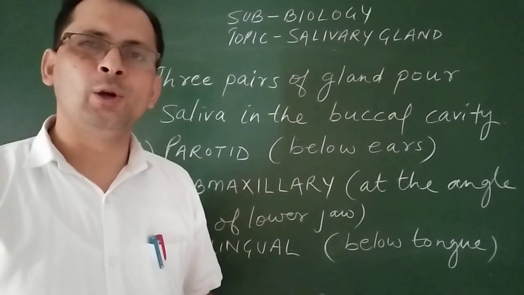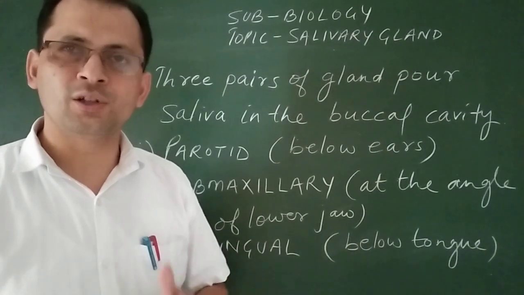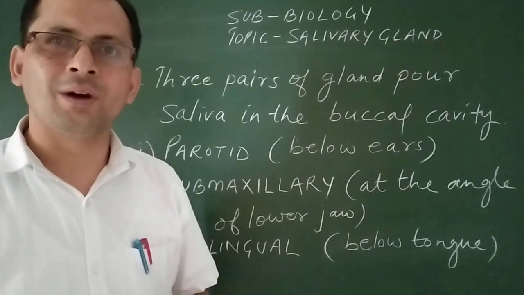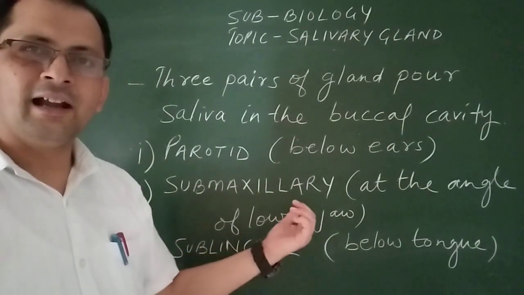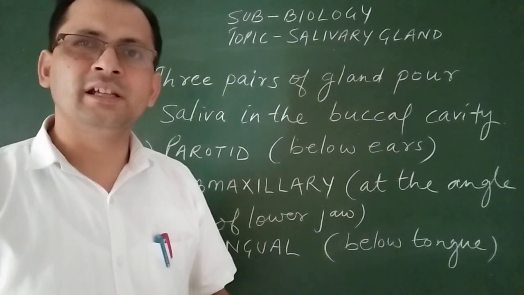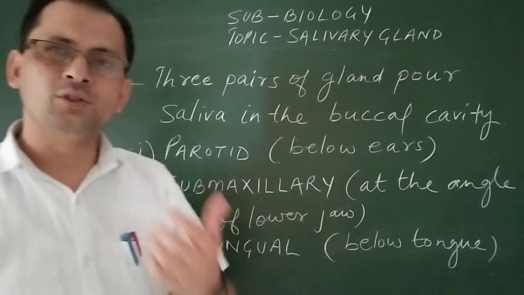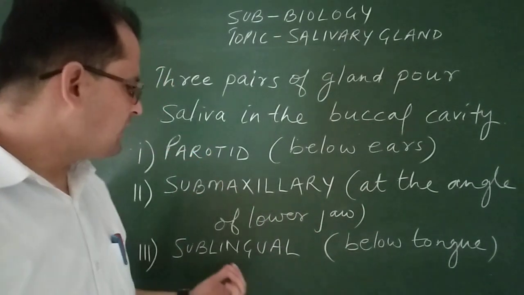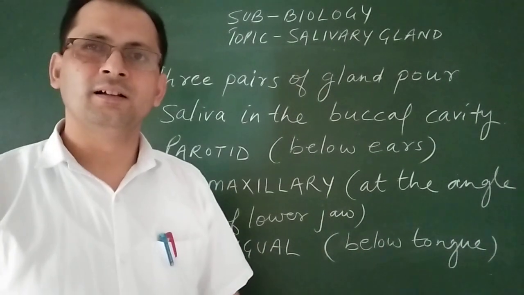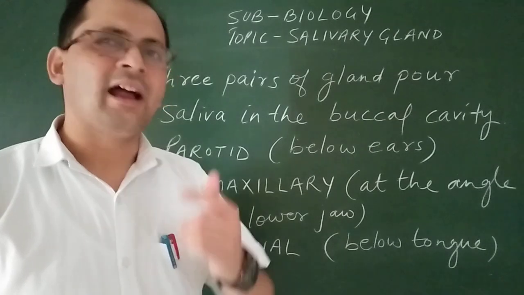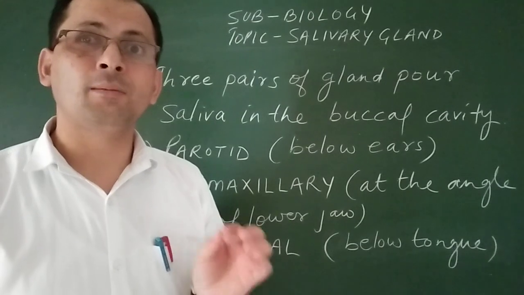Now beta, yesterday I told you that the jaws are two in number, the upper jaw and the lower jaw. The upper jaw is fixed, but the lower jaw is movable. So this submaxillary gland, which is responsible for the secretion of saliva, is present at the angle of the lower jaw. And the third one is the sublingual gland, it is just below our tongue. You know the tongue is a muscular organ, and just below our tongue there is the third gland, the sublingual gland.